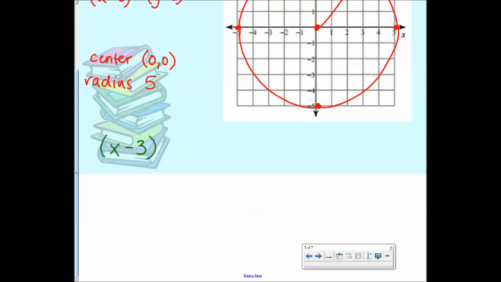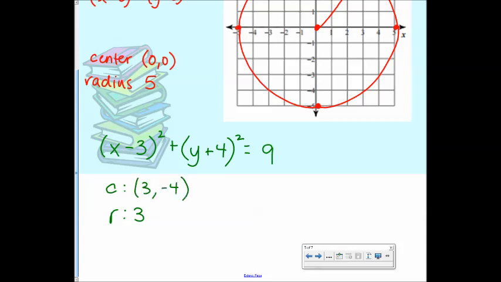All right, I need to figure out my center and my radius. So start with the radius. What's my radius? 3. Why? Because 3 squared is 9. Okay, what's my center? 3, -4. Why is the 3 positive but the 4 negative? It's opposite. Good. The radius is r squared, so if this is 9, then the radius would have to be 3, because the square root of 9 is 3. So center is 3, -4, radius is 3.